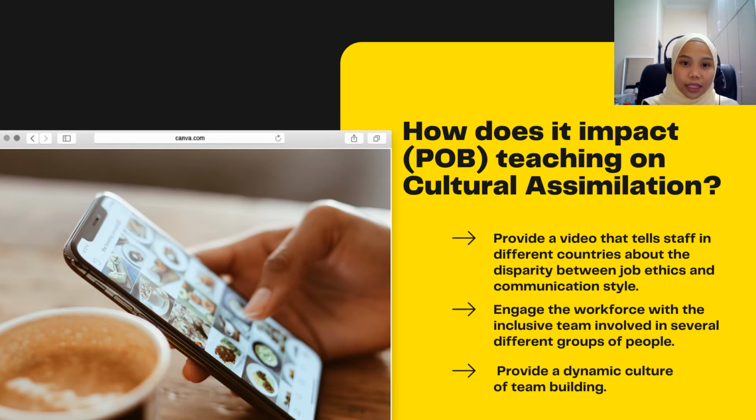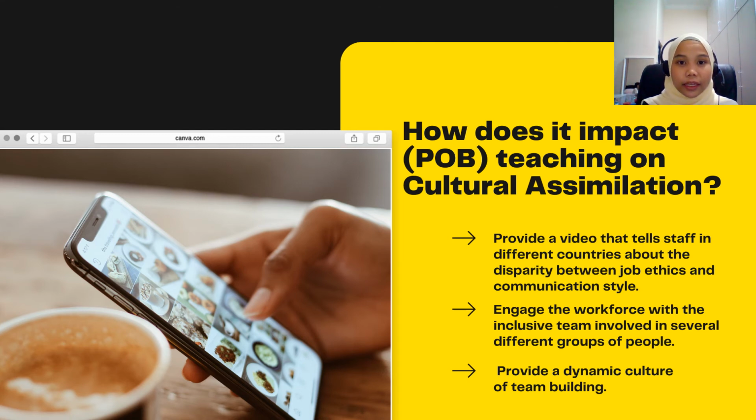A positive state is domain-specific, which can affect reactions and behavior. First, environmental dependency: provide a video that tells staff in different countries about the disparity between job ethics and communication style. Research shows that self-efficacy, hope, optimism, resilience, and emotional capital are other states. The collection, growth, and management of human resources are also the priority of positive organizations.